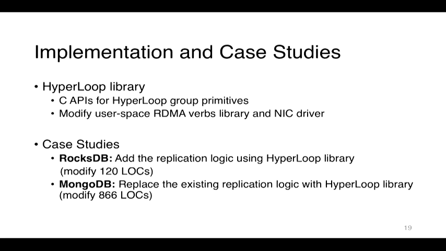As case studies, we integrate HyperLoop into two in-memory databases, RocksDB and MongoDB. Since RocksDB does not natively support replication, we can add replication functionality by using HyperLoop by modifying 120 lines of code. For MongoDB, we replaced the existing replication module with HyperLoop by modifying around 860 lines of code.